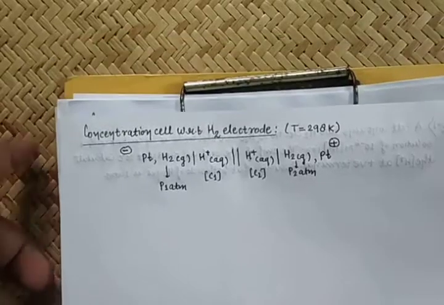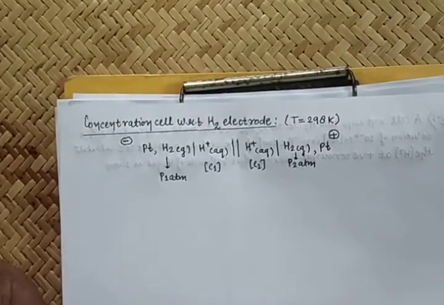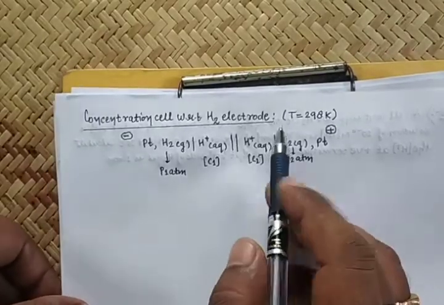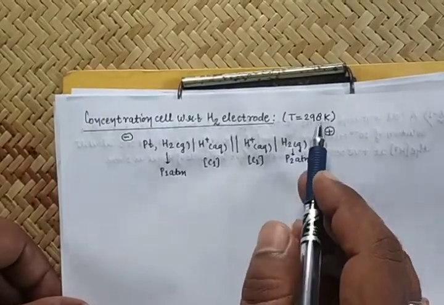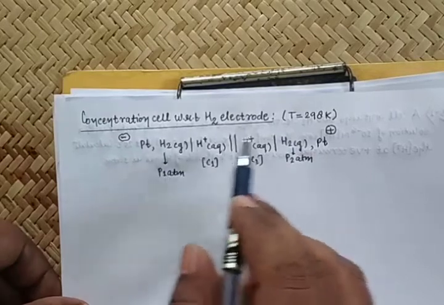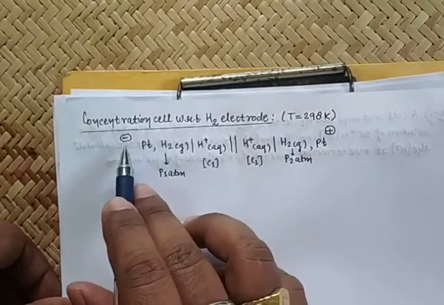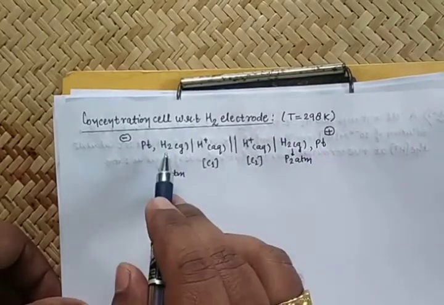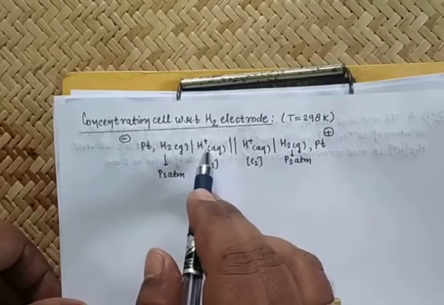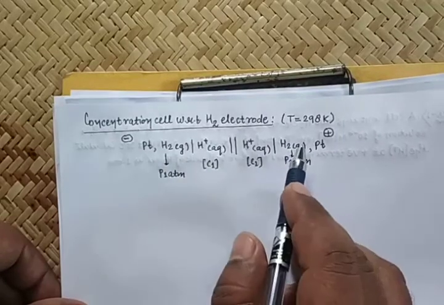Hello students, now again there is a concentration cell with respect to the hydrogen electrode. This is very important. In this case the temperature is 298 Kelvin. There are two sides, each a platinum electrode, one negative and one positive. Hydrogen gas is converted to H plus, and H plus is converted to H2.